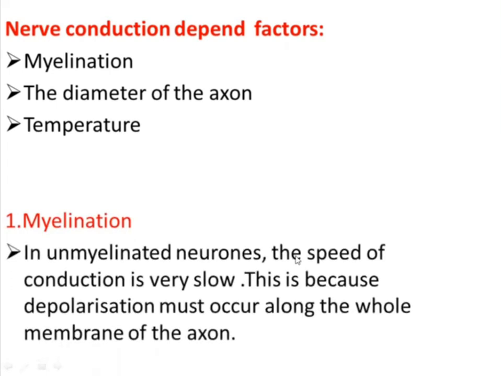In unmyelinated neurons, the speed of conduction is very low because depolarization must occur along the whole of the membrane of the axon. So the conduction velocity is very slow, right? In unmyelinated neurons.